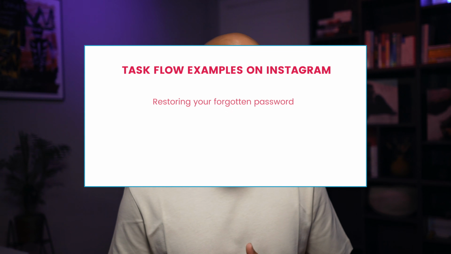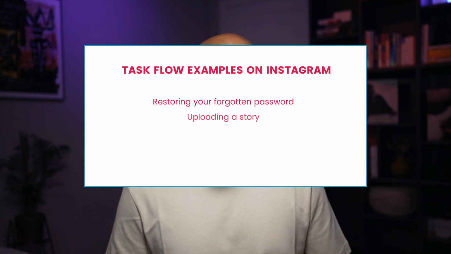Some examples of task flows in user interfaces could be restoring your forgotten password on Instagram, uploading a story, or changing your profile picture. It breaks down all of the possible steps someone might take and maps it out in a linear path. There are no branches, meaning no alternative pathways. We're just looking at the step-by-step process of completing a task. A task flow can actually most of the time be a segment of a larger user flow as well.